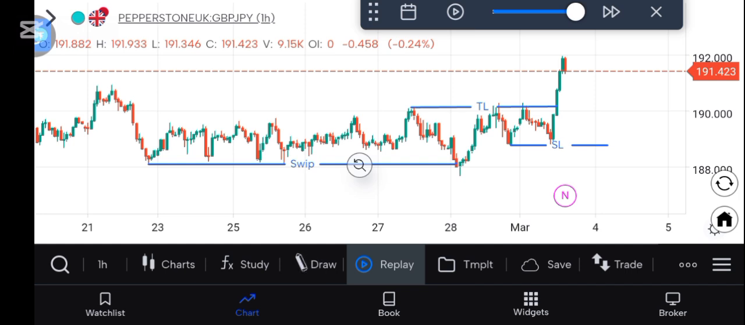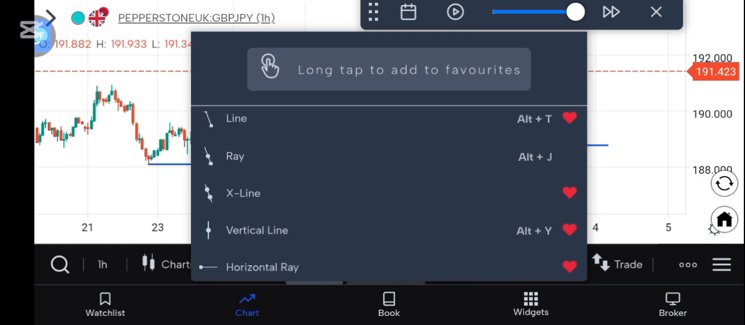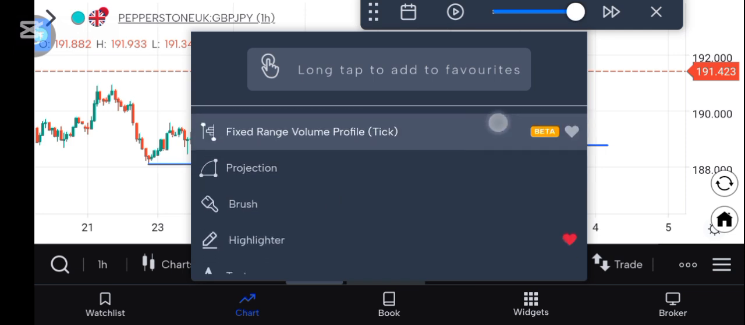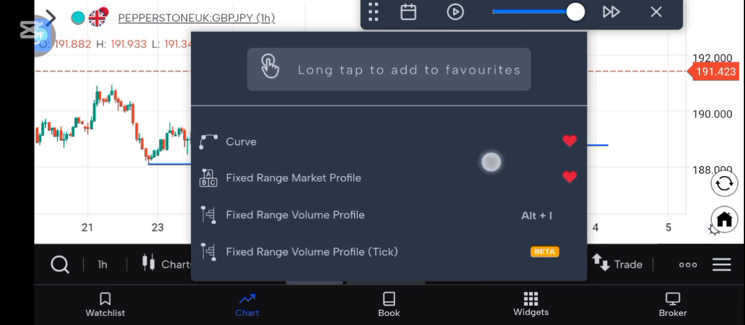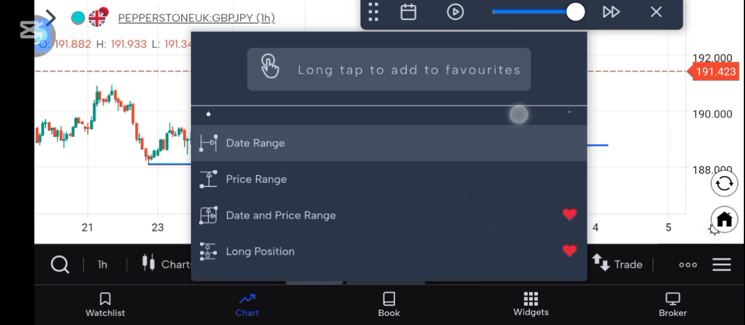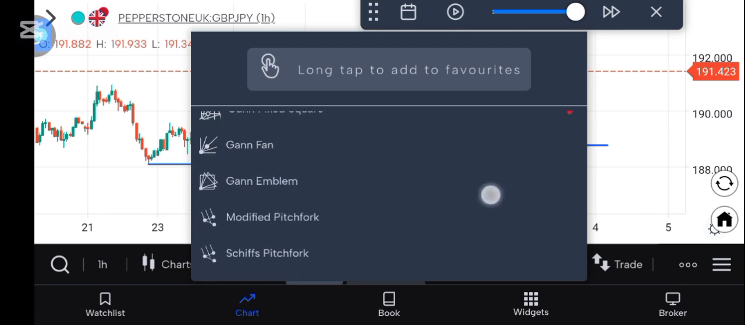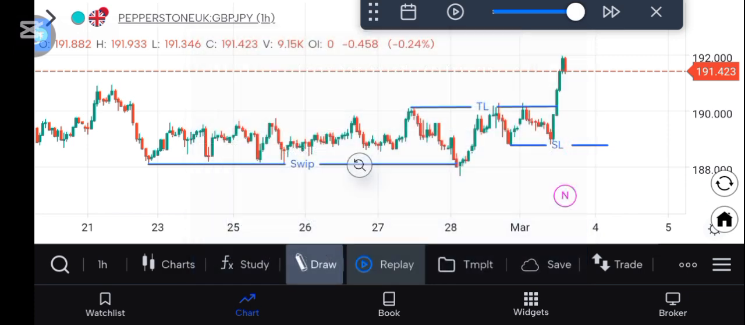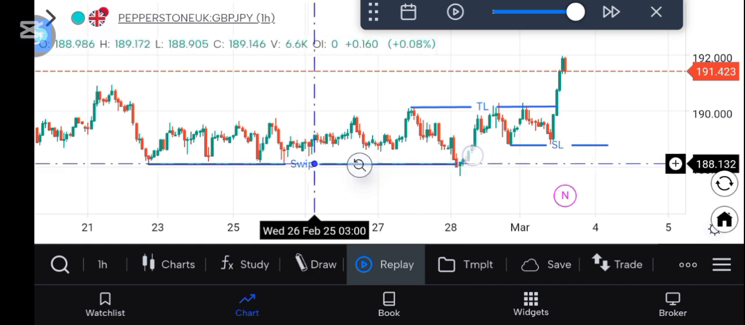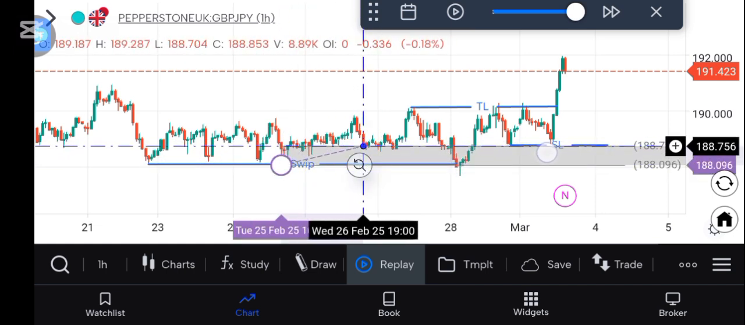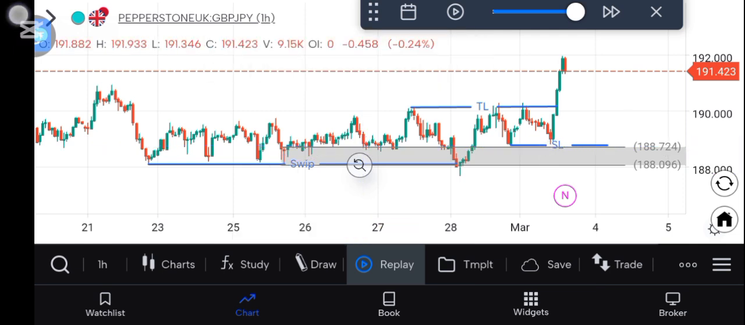We can't just say, because we already have the type B setup, we just want to enter immediately. No, we can't do it like that. We have to validate the setup first. We have to validate that this setup I want to take, is it at a higher time frame POI? We want to know if maybe it's at a higher time frame POI.